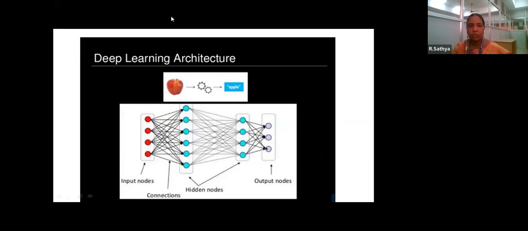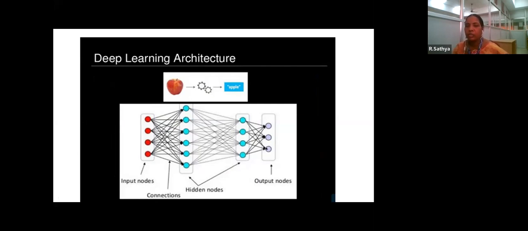So what is all this about? Suppose I give an input as apple, I have to get that apple is a fruit. I should not get Apple iPhone or Apple tab, something like that. Are you getting my point? This is what we call semantic visualization.